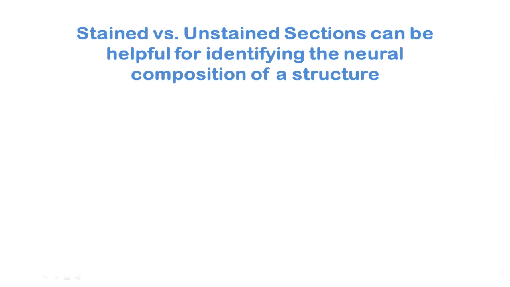Now, the next component to understanding neuroanatomy is the information that is gained from stained versus unstained sections. Sometimes we're going to look at unstained sections. Other times we're going to be looking at stained sections. By understanding what we're looking at and the advantage of stained versus unstained sections, it's helpful for identifying the neural composition of a structure.